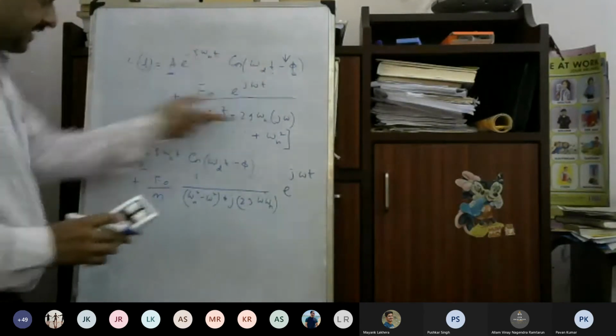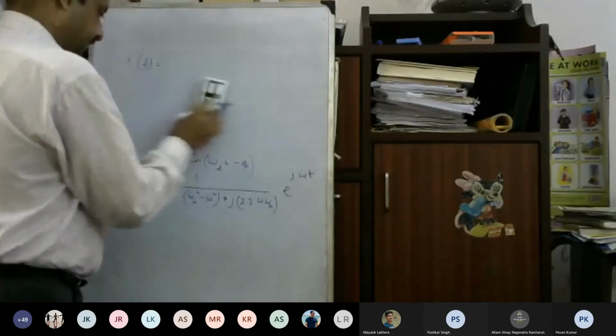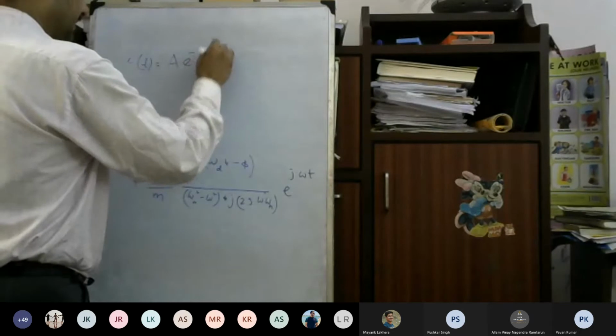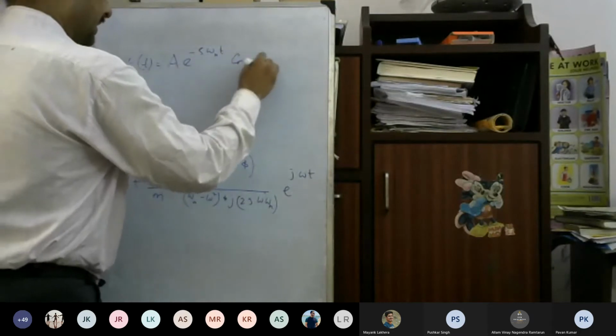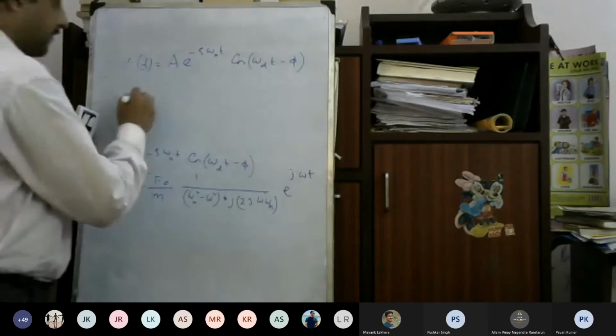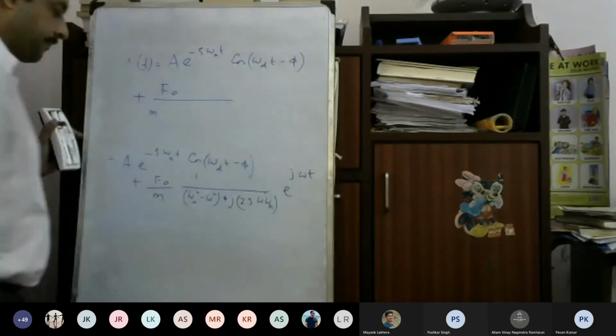So this part will give x(t). Now let me erase this quantity. Let me again write it down: A e to the power minus zeta omega n t cosine(omega d t minus phi) plus... How do you write down this part? M.